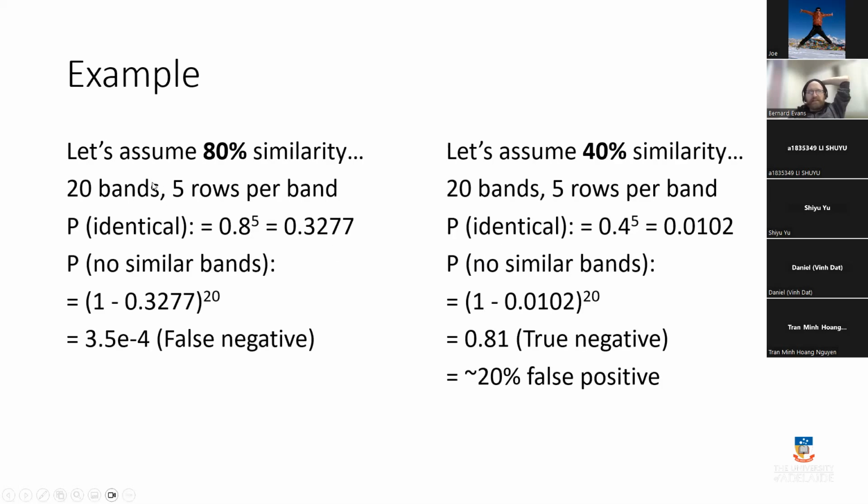So let's assume 80% similarity, 20 bands, 5 rows per band. Yeah, okay, that's what we had before. This is the probability of false negatives, right? False negatives are very, very low.